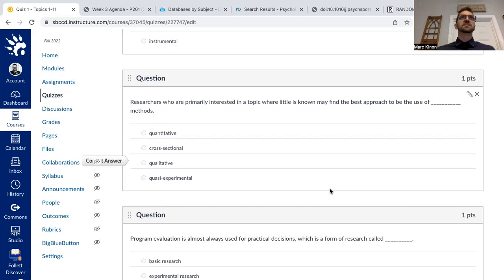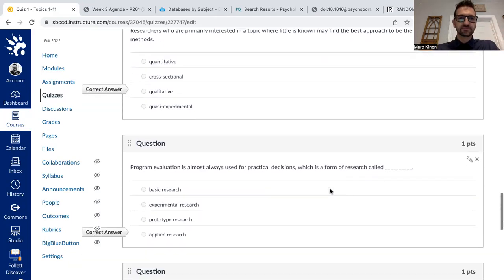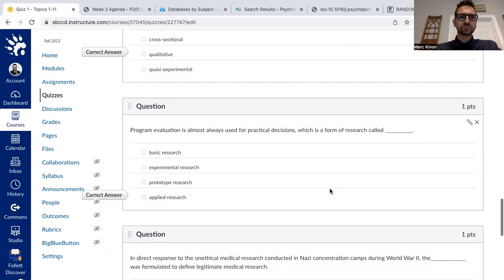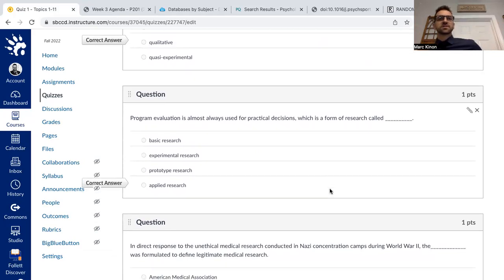You could do a case study on someone who has low self-esteem. By doing that, you gain a greater understanding of that phenomenon. There's a lot of case studies out there. There could be case studies on schizophrenia, case studies on depression, case studies on happiness, case studies on organizations, case studies on those with autism, etc. And the whole point is to understand the phenomenon. Program evaluation is almost always used for practical decisions, which is a form of research called applied research.